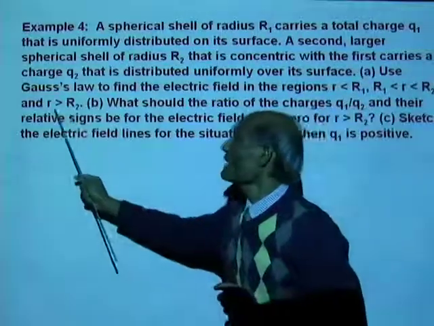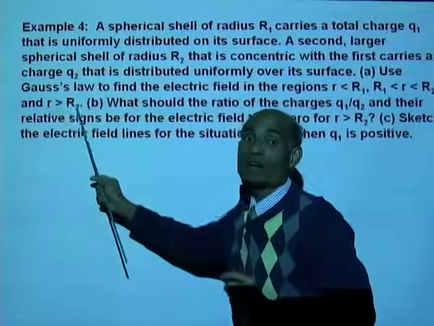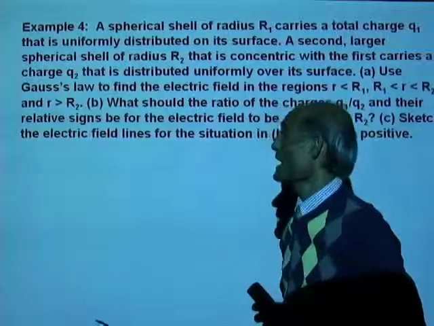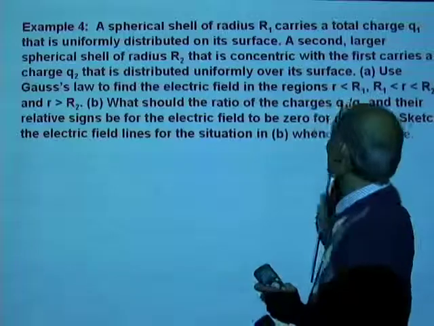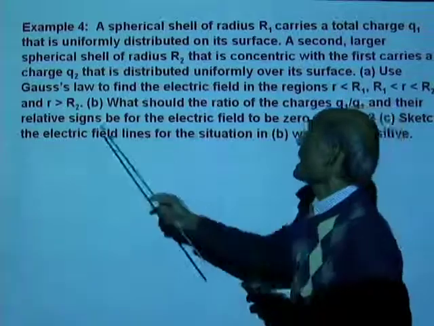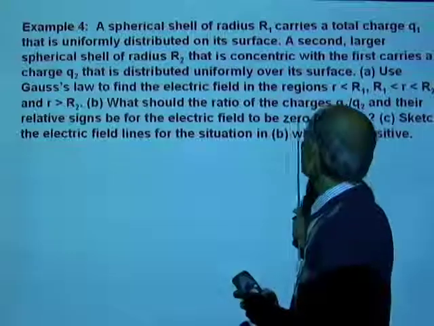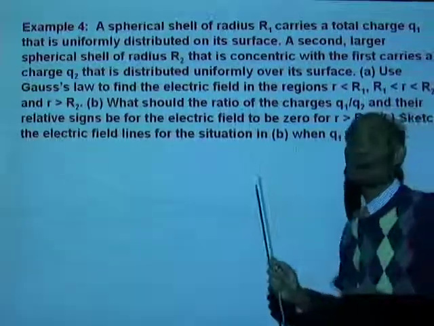And then find the electric field at points corresponding to r greater than R2, that is outside of both shells. What should be the ratio of the charges Q1 by Q2 and their relative signs for the electric field to be 0 for r greater than R2?